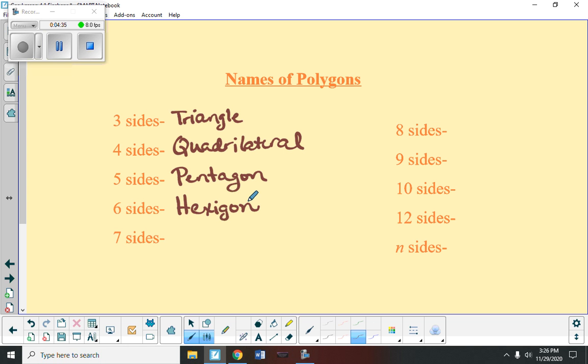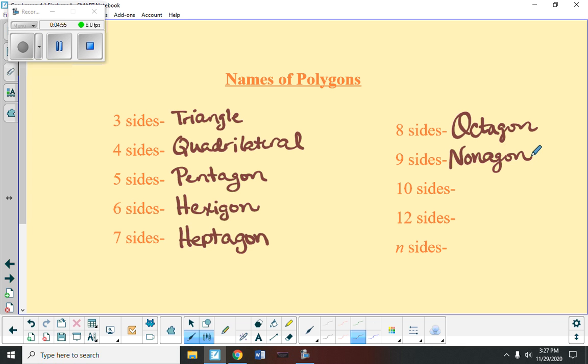And then 7 sides, that's the one that I have a hard time remembering. I had to study that one. Heptagon. 8 sides is an octagon. 9 sides is called a nonagon. 10 sides is called a decagon. And 12 sides, that's a fun one. It's a dodecagon.